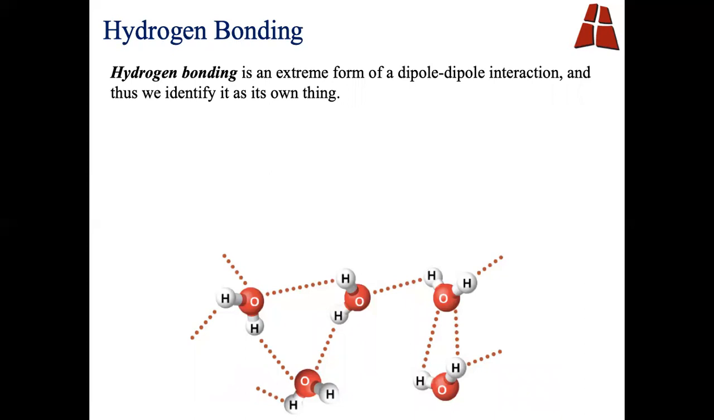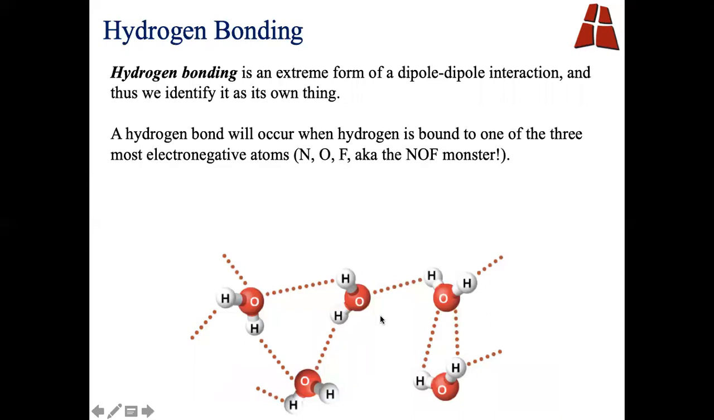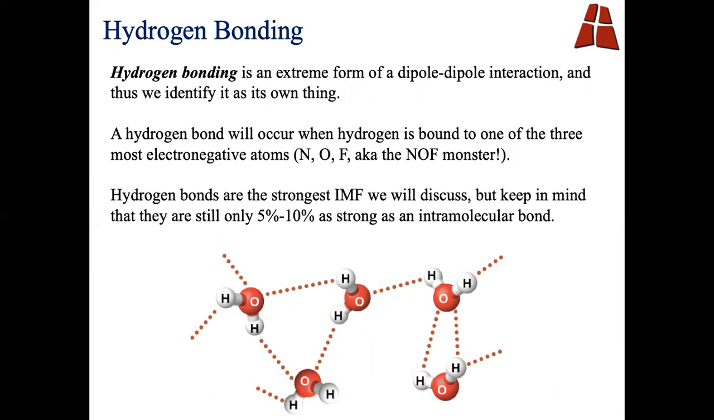This is essentially an extreme form of a dipole-dipole interaction, and it is so extreme that we identify it as its own thing. A hydrogen bond will occur when hydrogen is bound to one of the three most electronegative atoms: nitrogen, oxygen, or fluorine, what I like to dub the NOF monster, NOF. If you look at a periodic table, you'll see that all of those elements are towards the upper right-hand corner.